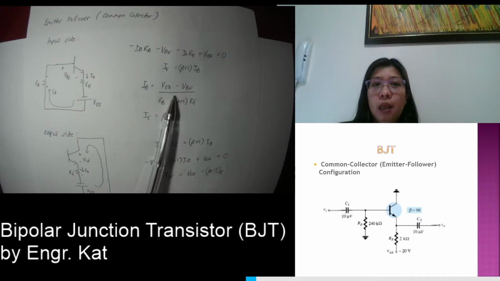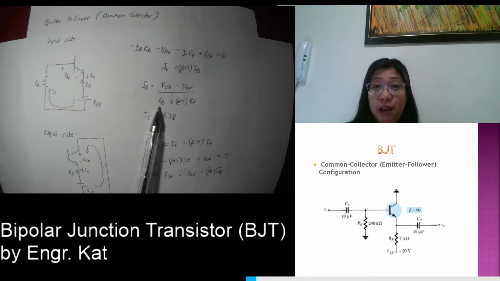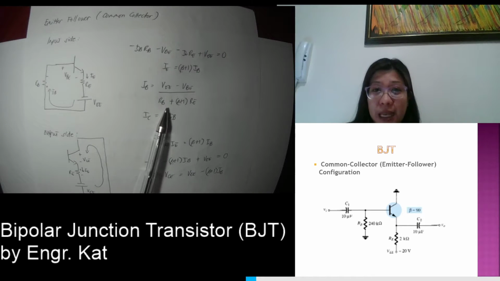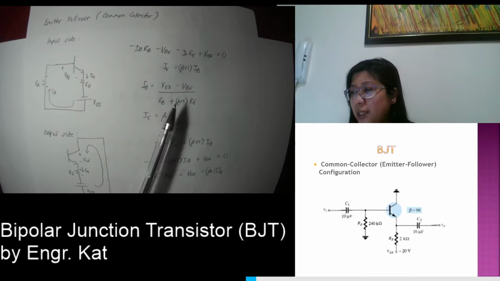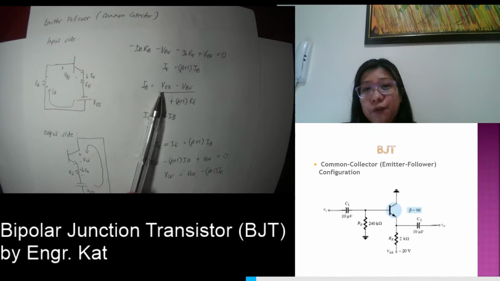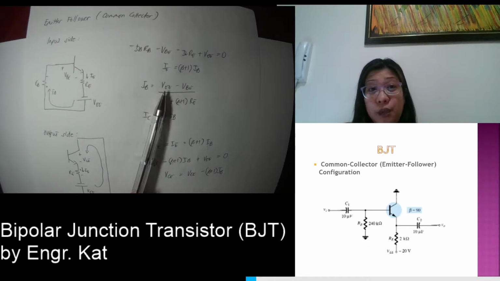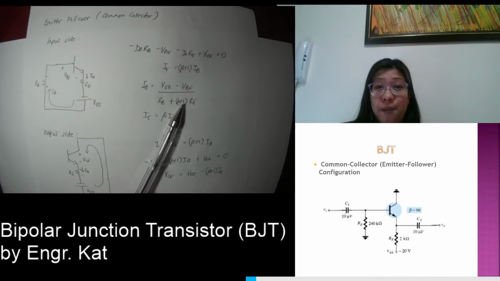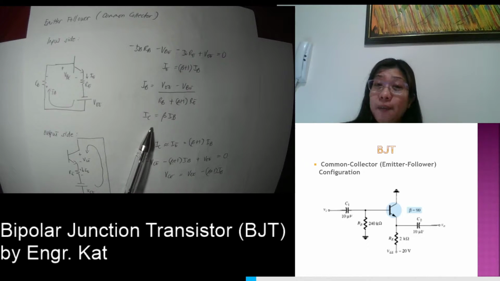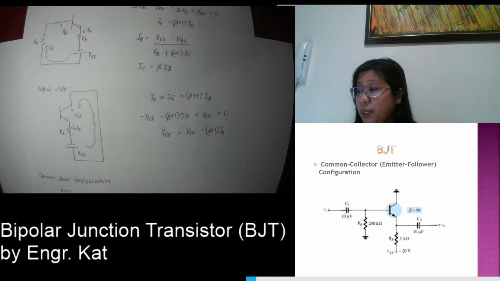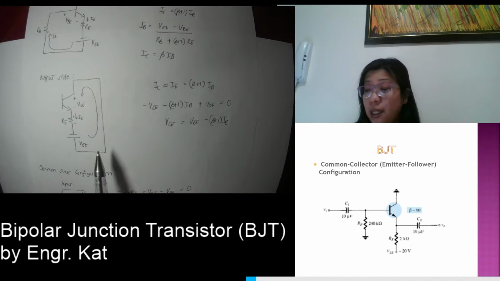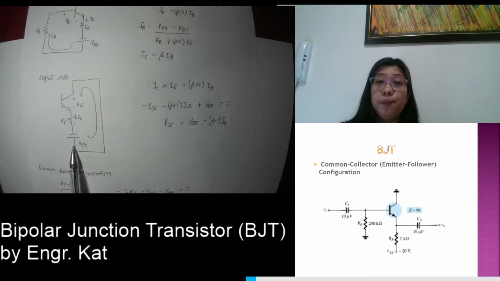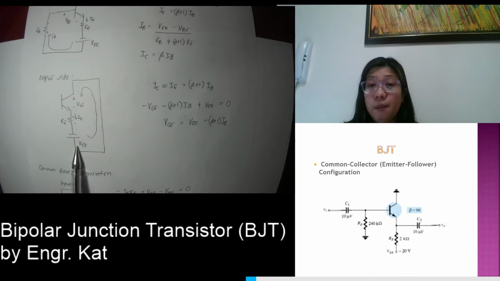Is this formula familiar? This formula looks familiar. This is just the same as the emitter stabilized configuration. The only difference is that instead of VEE, in the emitter stabilized configuration we used VCC, but the remaining parameters in the formula are just the same. IC is still equivalent to beta multiplied by IB. And then at the output side, instead of VCC, you have here your VEE with the same polarity.